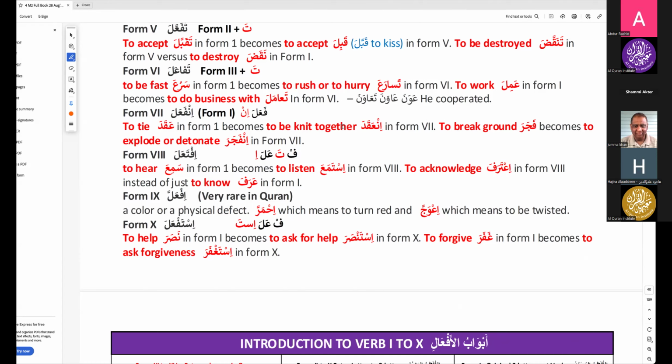Madi majhul, mudari majhul. All 9 speedily, fast. Madi, Mudari, Amr, Amr nahi. Maful, Fa'il, Masdar, no. If you change the order, it will be the biggest trouble.